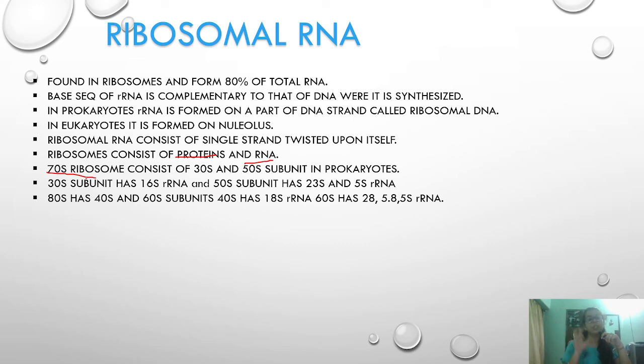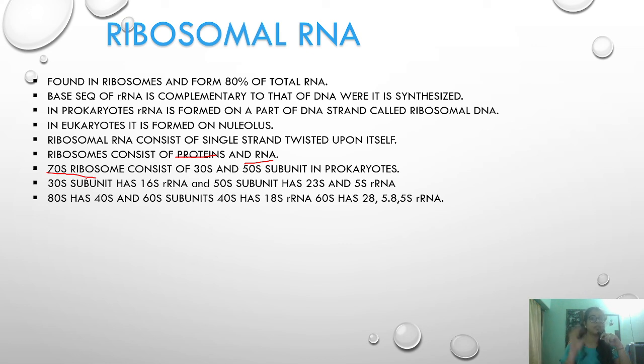All these points you need to be very clear and thorough with, because we will be discussing them in translation. What is 70S, what is 30S, what is 50S? If you don't know that, it will create problems for you to understand the process of translation. This is not very difficult to understand. 70S is a ribosome which is found in prokaryotes. It has two subunits, the smaller subunit 30S and the larger 50S.